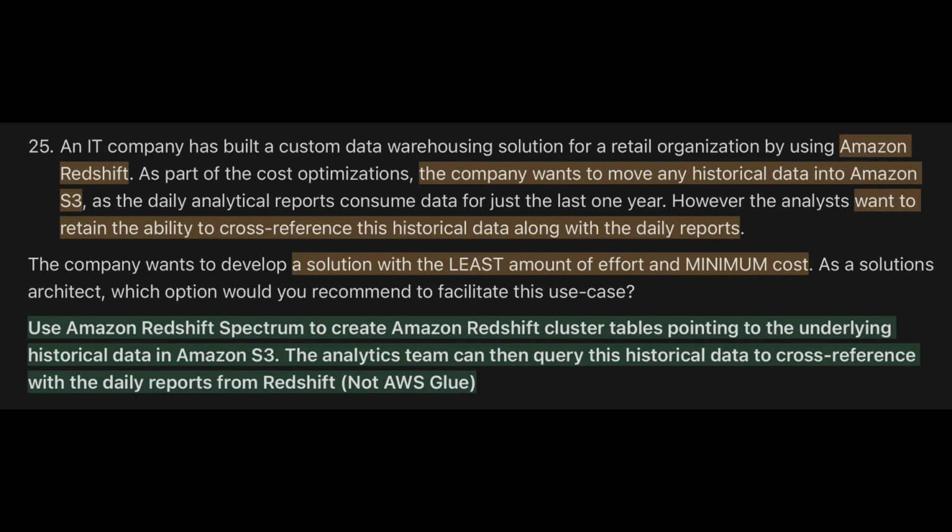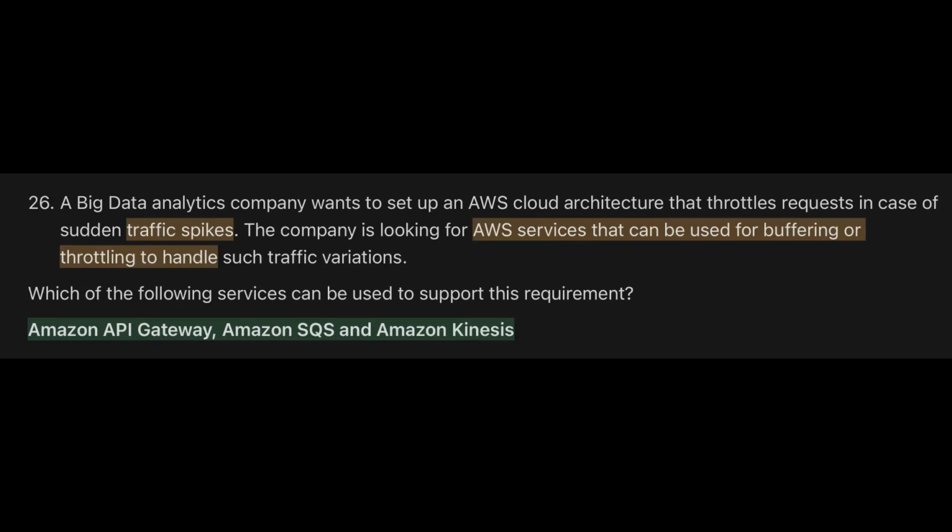Now, if a company wants to move any historical data into Amazon S3, but also wants to retain the ability to cross-reference this historical data along with the daily reports in Amazon Redshift, a solution with the least amount of effort and the minimum cost would be the following. Using Amazon Redshift Spectrum to create Amazon Redshift cluster tables pointing to the underlying historical data in Amazon S3. And then the analytics team can query this historical data to cross-reference with the daily reports from Redshift, and not AWS Glue.